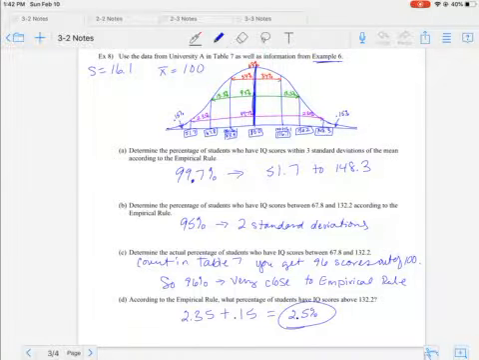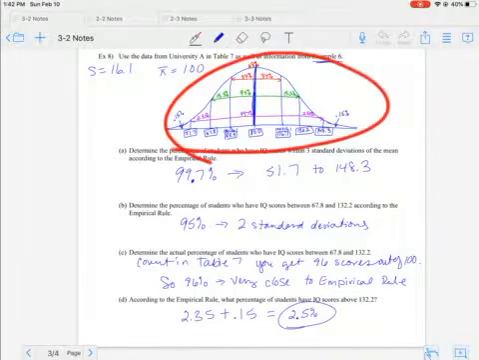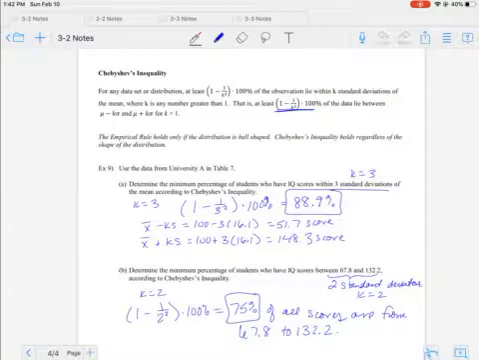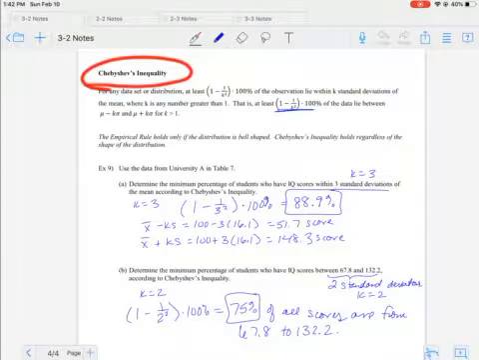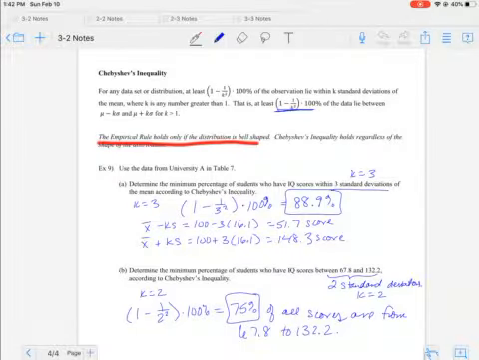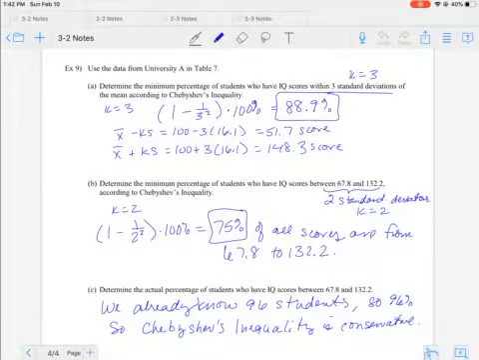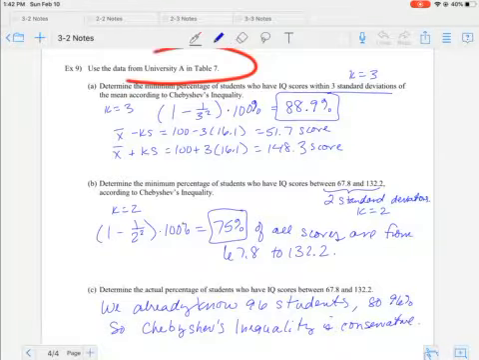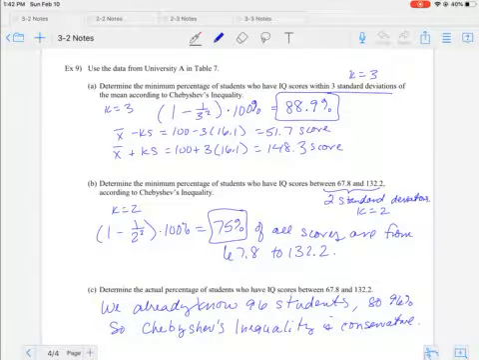All right, pretty cool. Now, if you have a bell curve, the empirical rule is the way to go. If you have anything else, you can look at Chebyshev's inequality. The empirical rule holds only if the distribution is bell-shaped. Chebyshev holds regardless of the shape that you're looking at. So you can use the same data that we just did in that last example. It's nice to look at the comparison between the empirical rule and Chebyshev. That's why we're doing this.